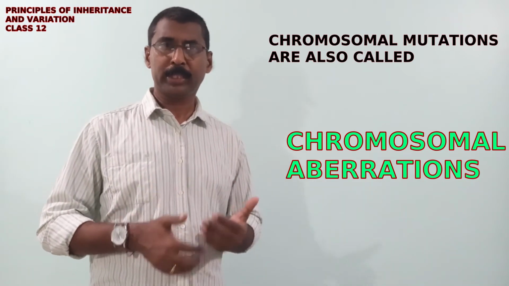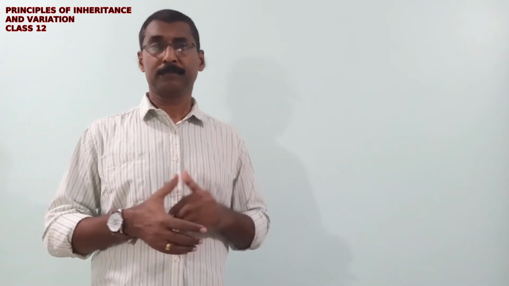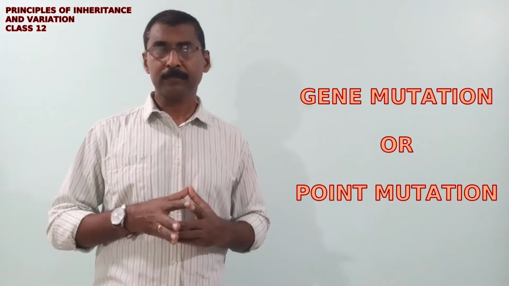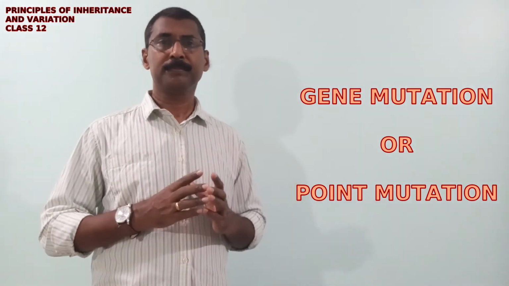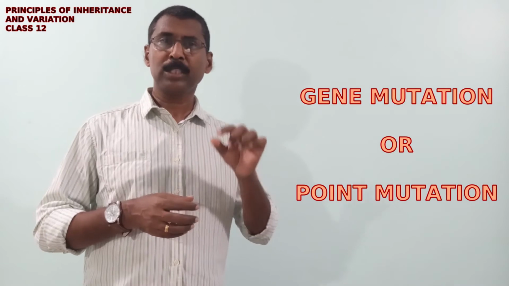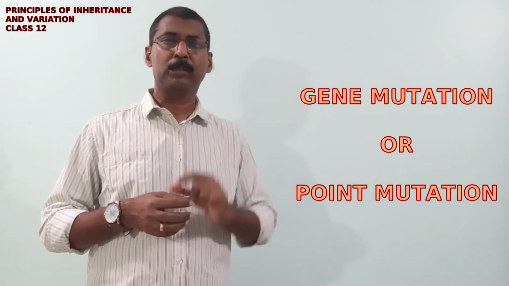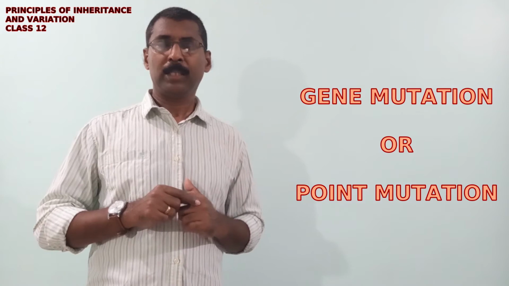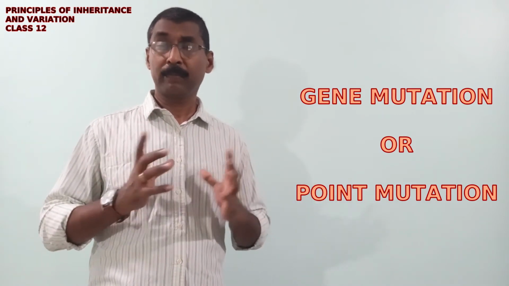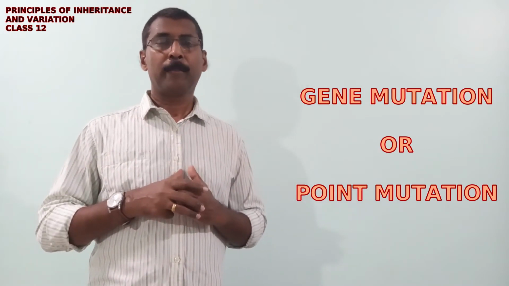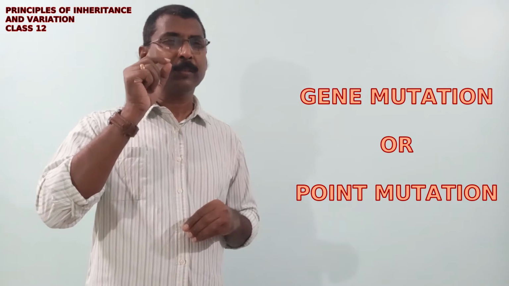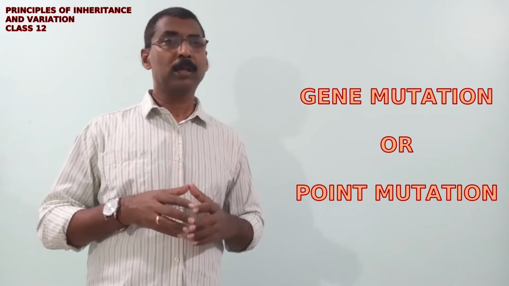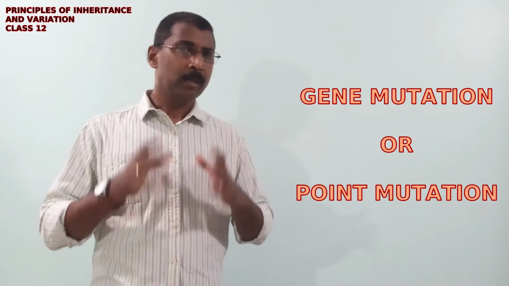And the second category of mutations is the mutations that happen to a gene. These are called gene mutation or point mutation. So why is it called point mutation? Because genes are situated on a small portion of the chromosome, at a point on the chromosome. When we compare the size of the chromosome with the size of the gene, the gene occupies a very small portion of the chromosome, a point on the chromosome. So gene mutations are also called point mutations.